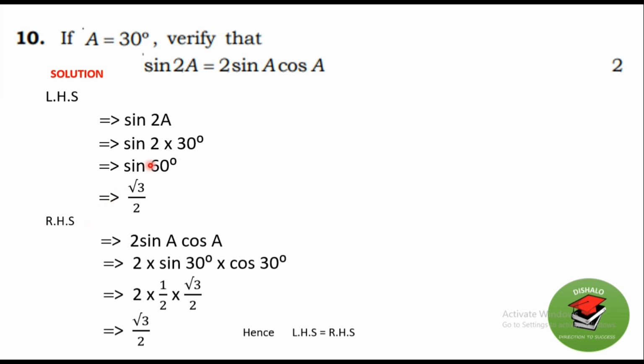Then we'll take the right hand side, 2 sine A cos A. So instead of A, again we'll substitute it with 30 degree. Okay, so 2 into sine 30 is 1 by 2 into cos 30 is root 3 by 2. So 2 and 2 gets cancelled, 1 2 from the numerator, 1 2 from the denominator gets cancelled, root 3 into 1 is root 3 and 1 2 is left. So root 3 by 2, root 3 by 2, hence left hand side is equal to right hand side. Verified. Okay, next question.